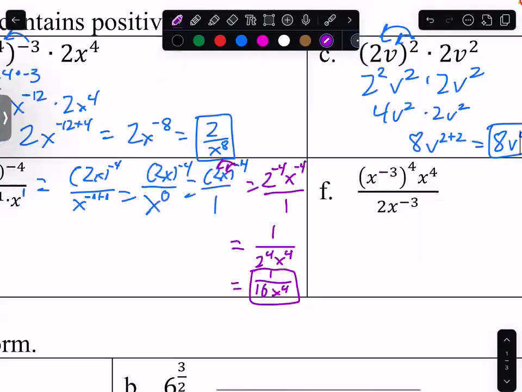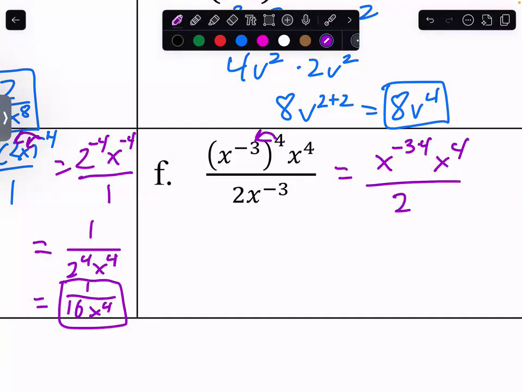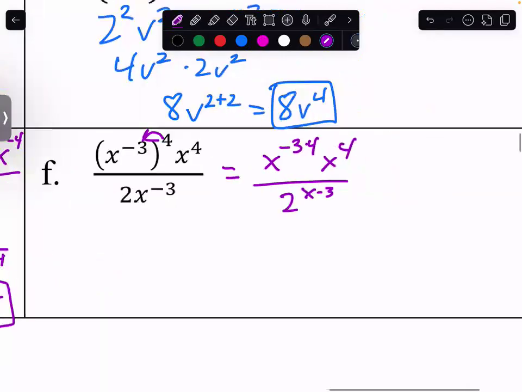Okay, and then last one over here. Again, you can do this in various orders. I'll go ahead and just do the exponent to an exponent first. So -3 times 4 gets us to -12.